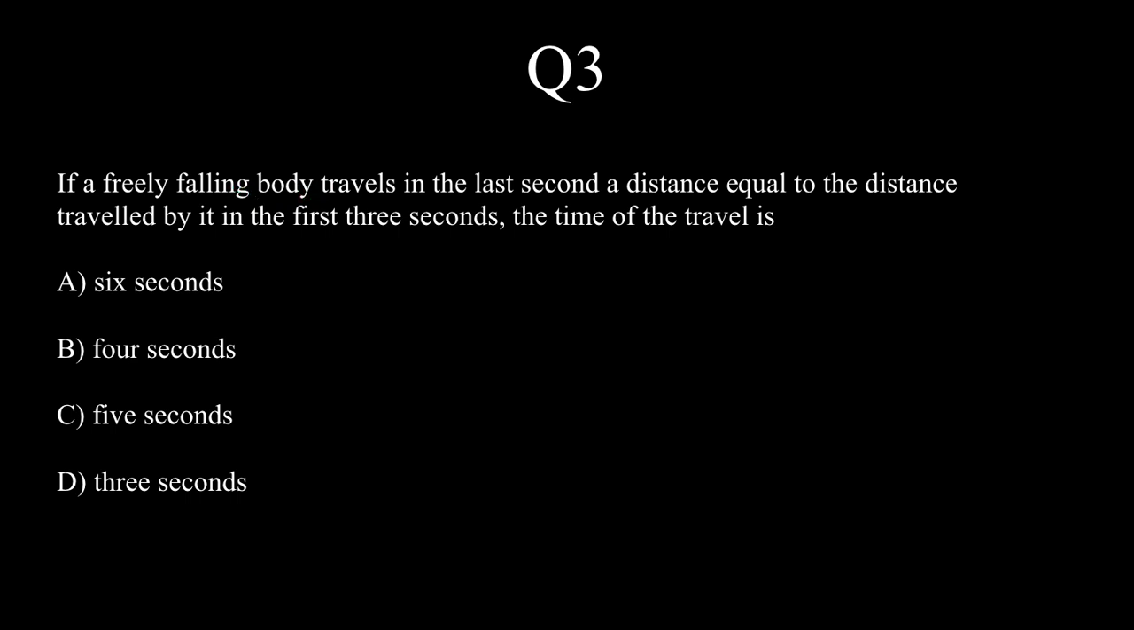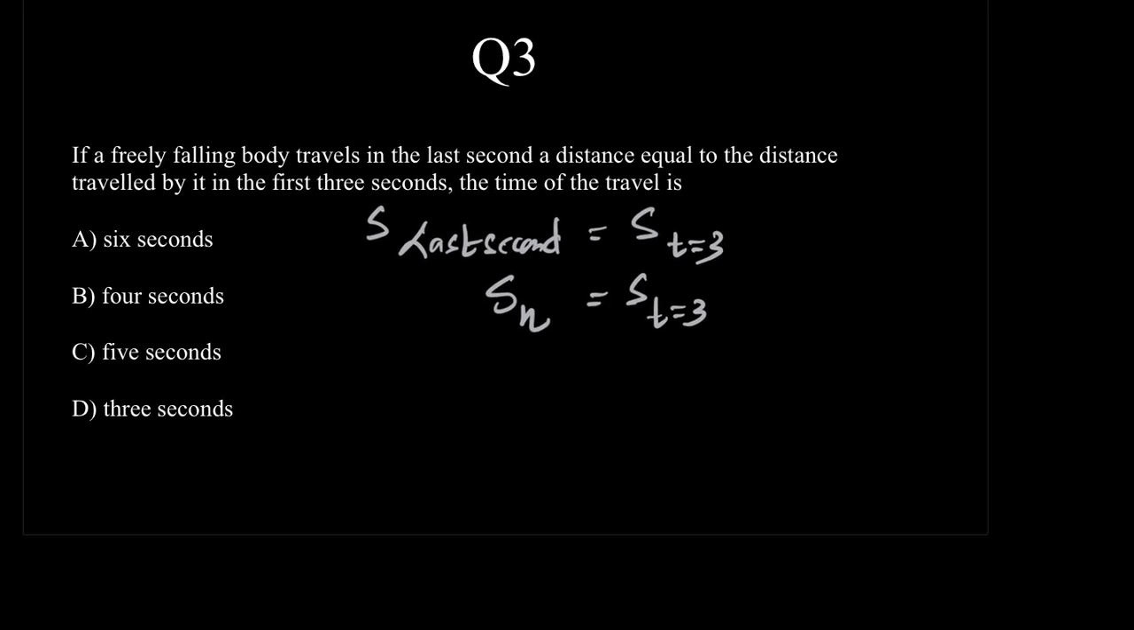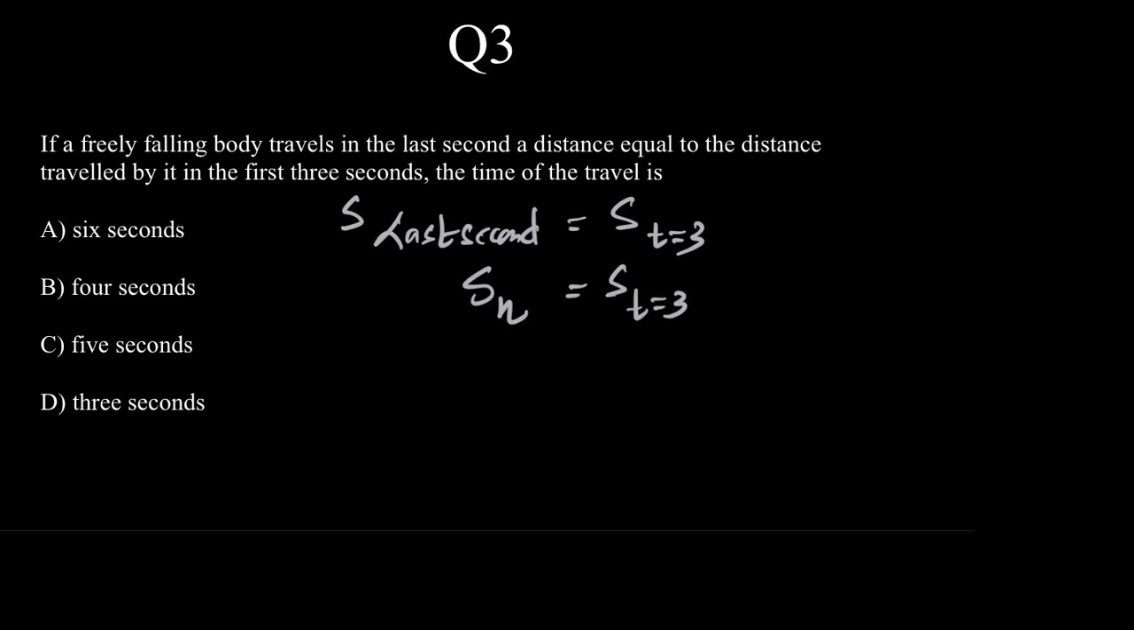If a freely falling body travels in the last second a distance equal to the distance traveled by it in the first 3 seconds, the time of travel is? The given question says the distance traveled in the last second is equal to s in the first 3 seconds, which means s at t equal to 3. What is s in the last second? It is basically Sn. So we have Sn is equal to s at t equal to 3. Let us individually find out what is s at t equal to 3.